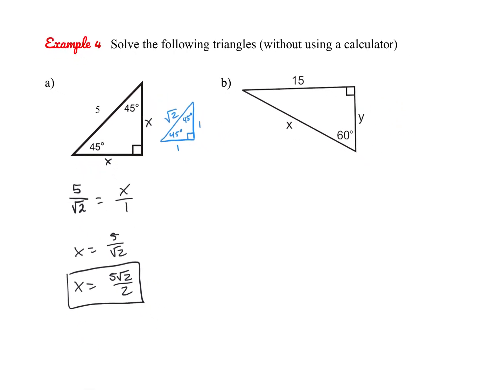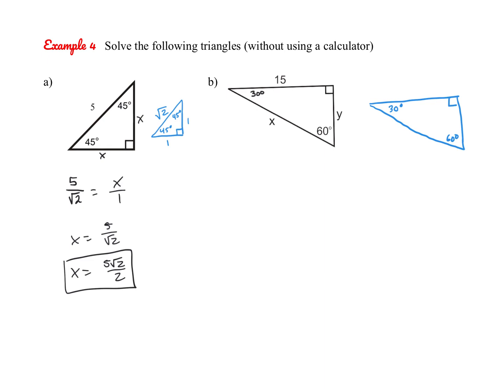All right, for part B, you can see that we have a 30, 60, 90 triangle. So again, I like to draw my own, and I like to try to make it the same orientation. So something like this. Here's my 30, here's my 60. So I know the leg that's opposite the 30 is 1, the hypotenuse is 2, and the last leg is root 3. So I can set up my proportion because they are similar triangles. So I see that 15 and root 3 are in the same relative position. So we can say 15 over root 3.